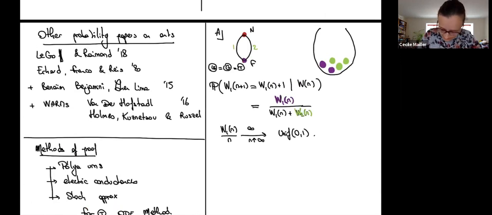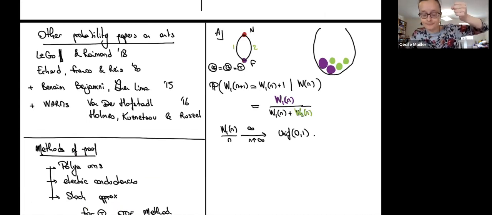So in my head, I like imagining that the purple balls are much bigger now than the green balls, and that when I pick a ball at random in my urn, a purple ball is twice as likely to be drawn than a green ball, right? Because they are bigger, so I'm more likely to pick them.